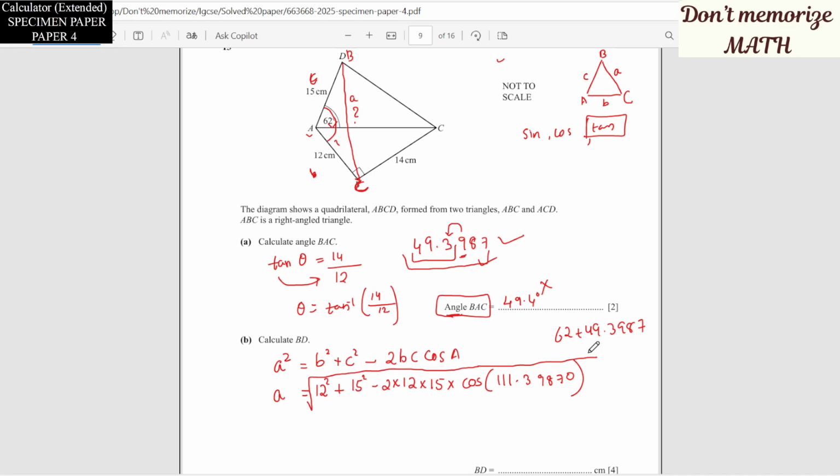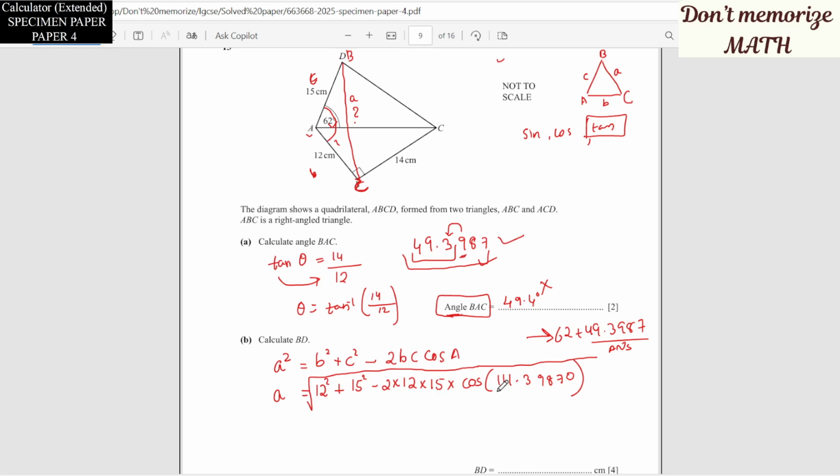Okay, so first take 12 square plus 15 square, sorry, it is minus 2 times 12 times 15 times cos. No need to type the same, because just think what was the previous answer. Previous answer we just added these two, right? We just added 62 and the previous answer. So the answer stored in the calculator will be this one. So you can just press answer instead of typing the same. Otherwise you can just type the same and press equal to.